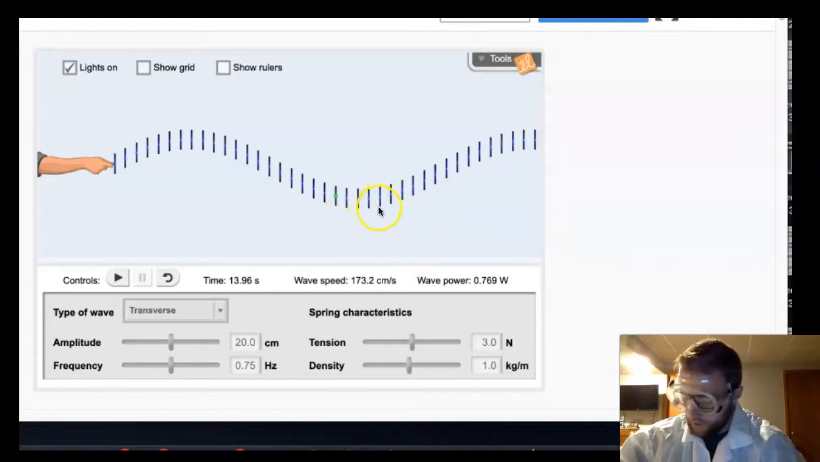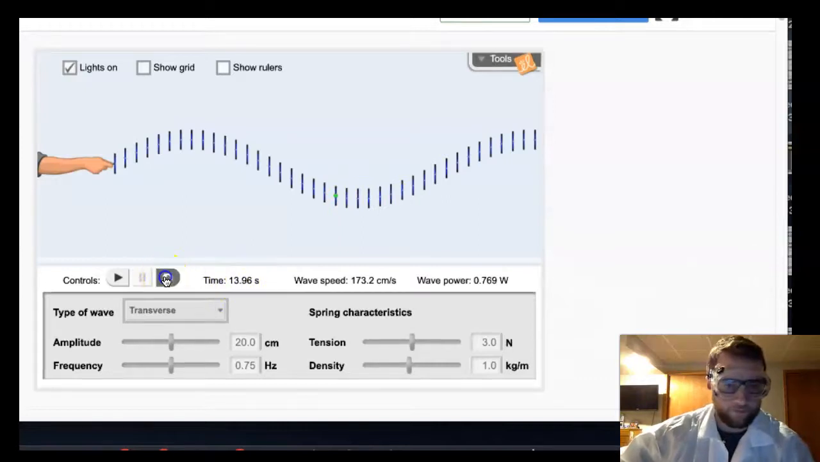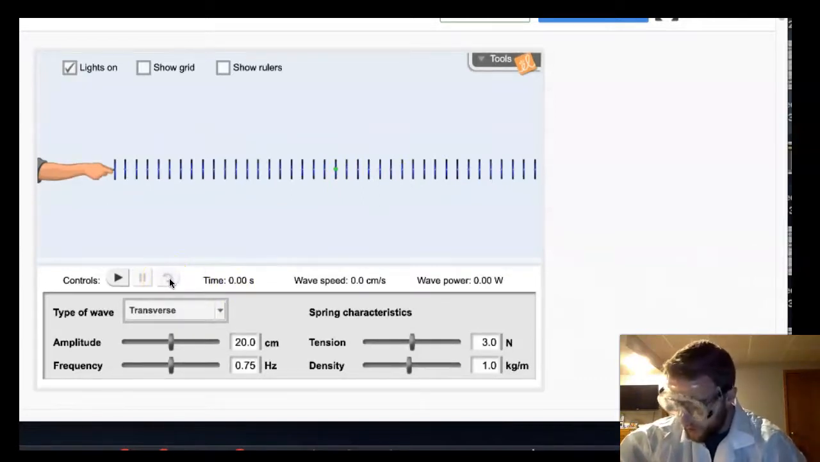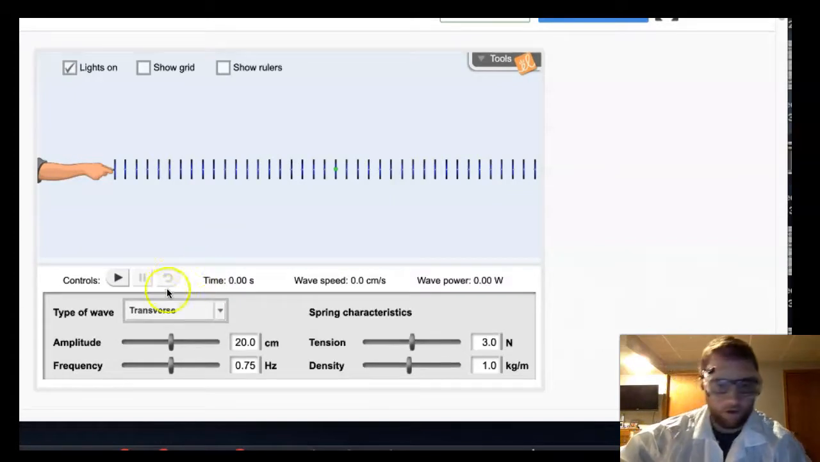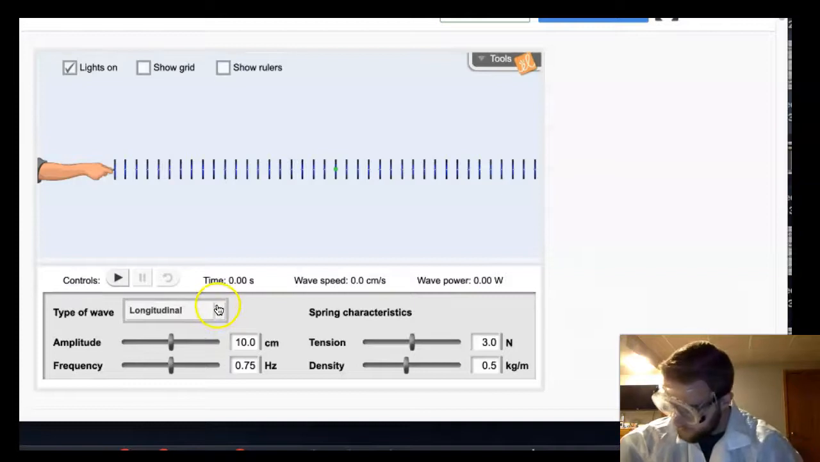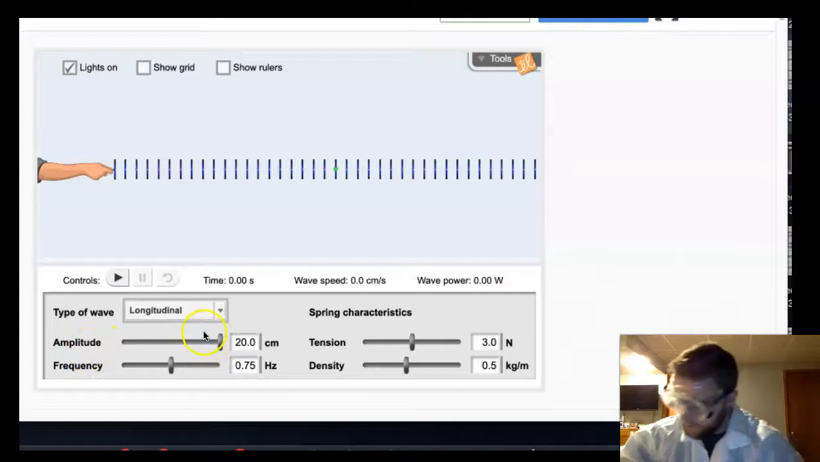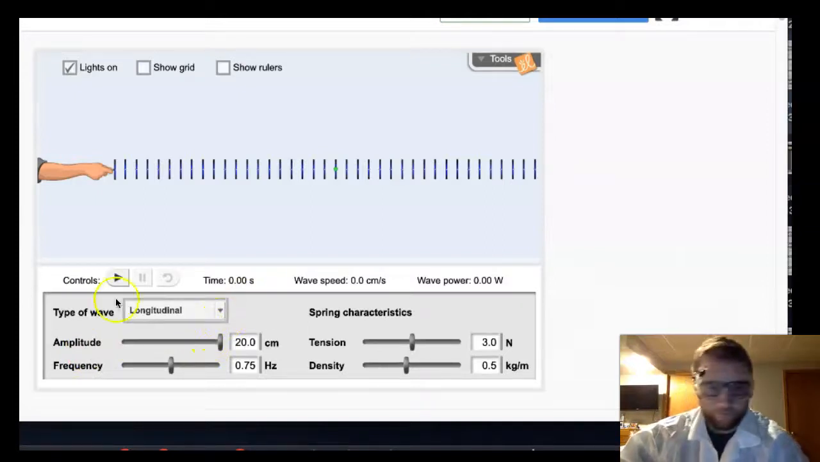Number 3, click reset. Hit the reset button right there. Choose the longitudinal wave and increase the amplitude to 20 centimeters. All right, we have our amplitude set to 20 centimeters. Click play.